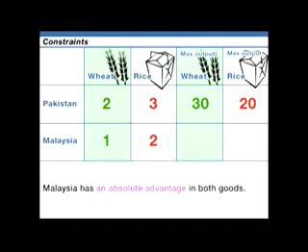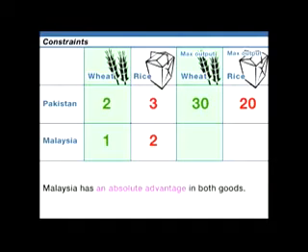Notice the way I've set up this example. I've cooked up a case where Malaysia has an absolute advantage in the production of both goods. Economists like examples that work like this. We like to show you that even though Malaysia is better at doing everything, that is, even though Malaysia can produce more wheat and more rice with a given amount of labor than Pakistan, in the end, we will find that it is still advantageous for Malaysia and Pakistan to cooperate and trade.